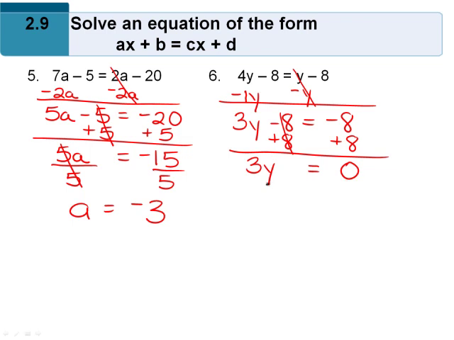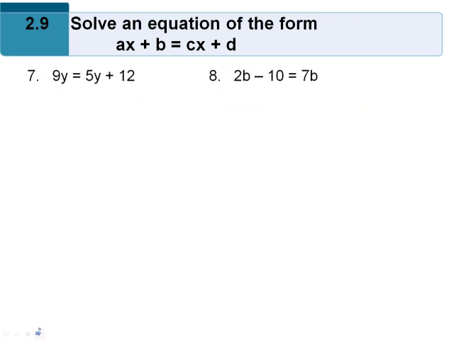And you're not done. You still do the same steps. Divide by 3 to get rid of that coefficient. Okay, you use division. So y equals 0. All right. Okay, so here's a couple more.